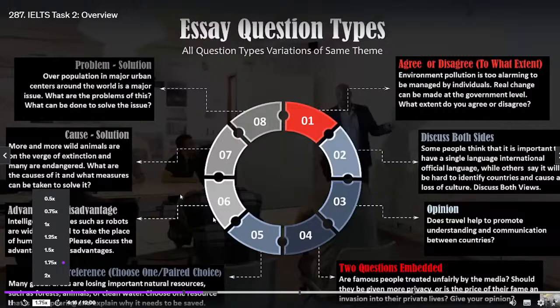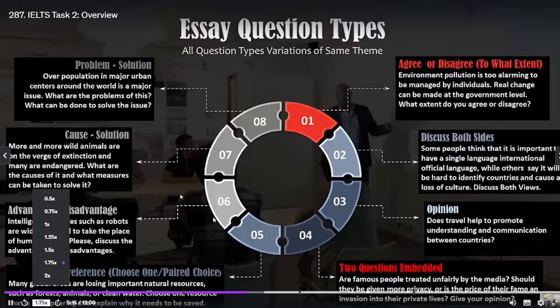Then we have a discuss both sides question, opinion questions, 2 questions embedded. That means that when you have the essay question, they'll have 2 separate questions within it. They may ask you whether something is positive or negative as one question, and then right after that question, they'll have a separate question that is asking something different. Then you have a preference question where you have to choose one out of a list, or you may have a paired choice where you have to choose between 2. And also be aware that it's possible to have a question where you have to choose from 3 or 4 items. That was something that they used to do on the exam a long time ago, but be aware because anything they've done in the past, they can bring up again.